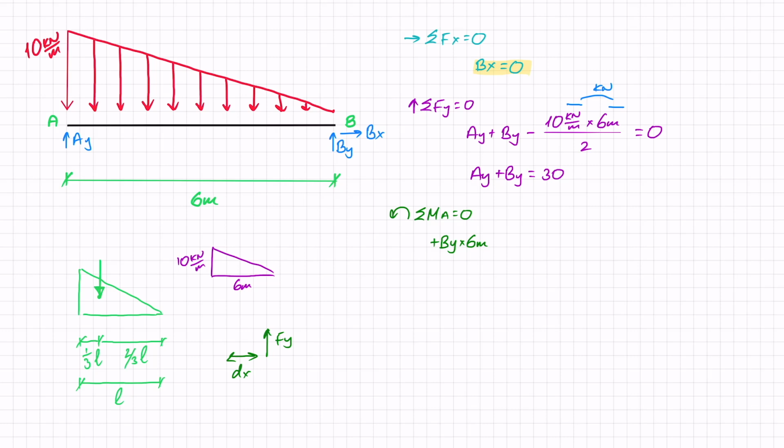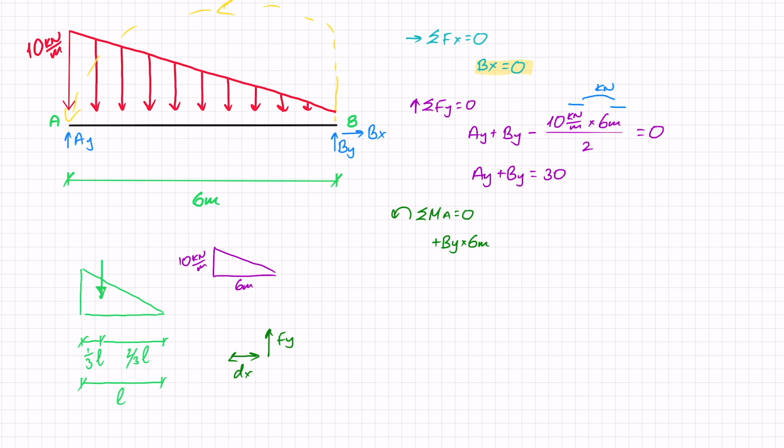The sign is positive because if I continue my line of action and try to rotate around Ay, I can see that this is my direction and this is positive in my sign convention. So plus By times 6. With that same method, I can see that the distributed load contributes a negative moment, so minus.